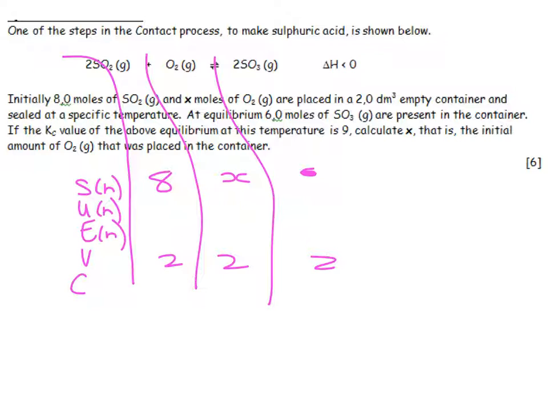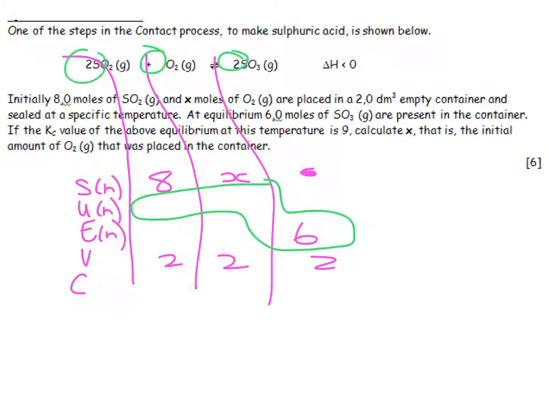At equilibrium, there are 6 moles of SO3. And then my link is between used of reactants and made of products. So it's 2 is to 1 is to 2. So it's 6 is to 3 is to 6. 8 minus 6 is 2. X minus 3 is that. And then you're going to say equilibrium for concentration, it's number of moles divided by volume. So this is 1, this is 3, and this is X minus 3 over 2.